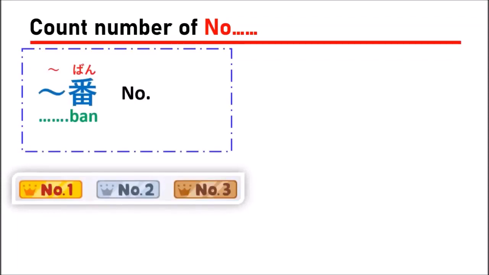In Japanese, they use the unit of ban to count for no. For example, no 1, no 2, no 3, as you see in the picture. No 1 means number 1, number 2, number 3. And in Japanese, they use the unit of ban, as you see in the kanji.